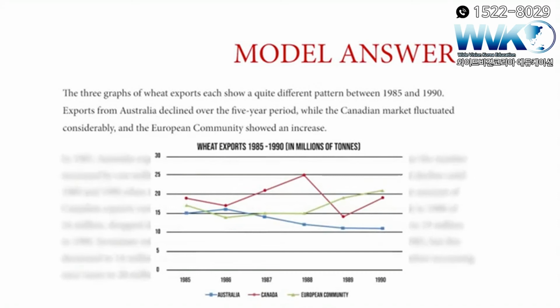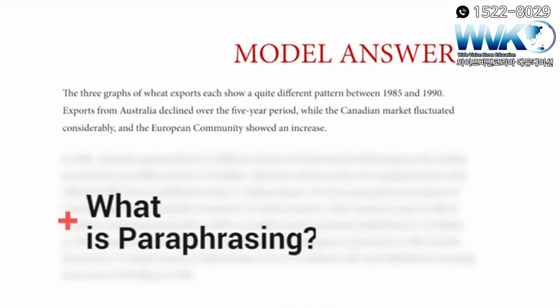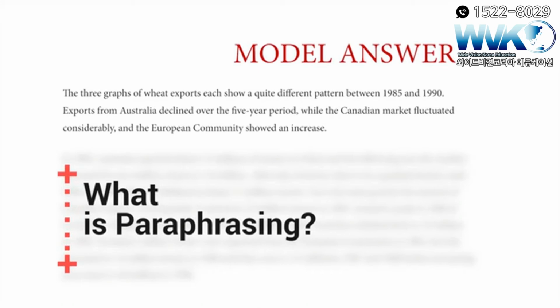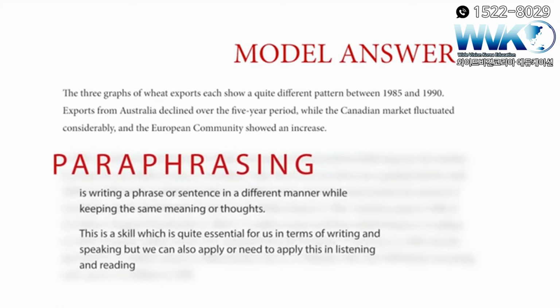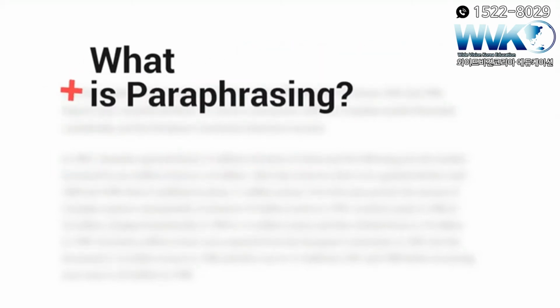Now, let's go back to the first paragraph which we just read. What we have to understand is, what is paraphrasing? Paraphrasing is writing a phrase or sentence in a different manner while keeping the same meaning or thoughts. This is a skill which is quite essential for us in terms of writing and speaking, but we also need to apply this in listening and reading. So, what is paraphrasing?